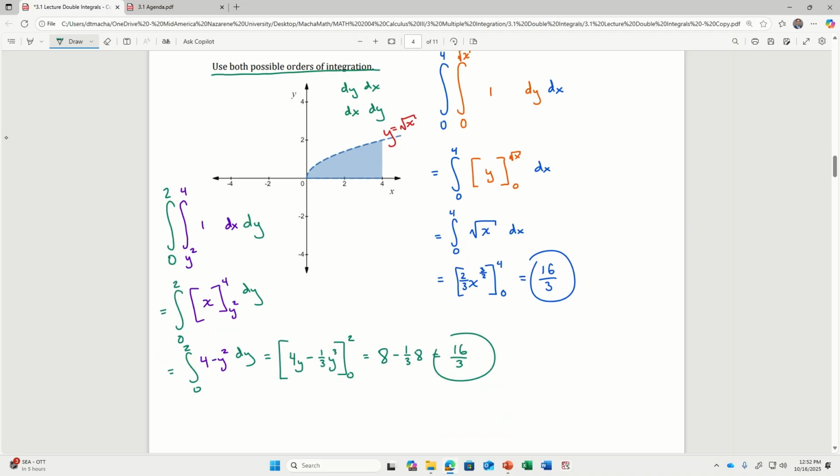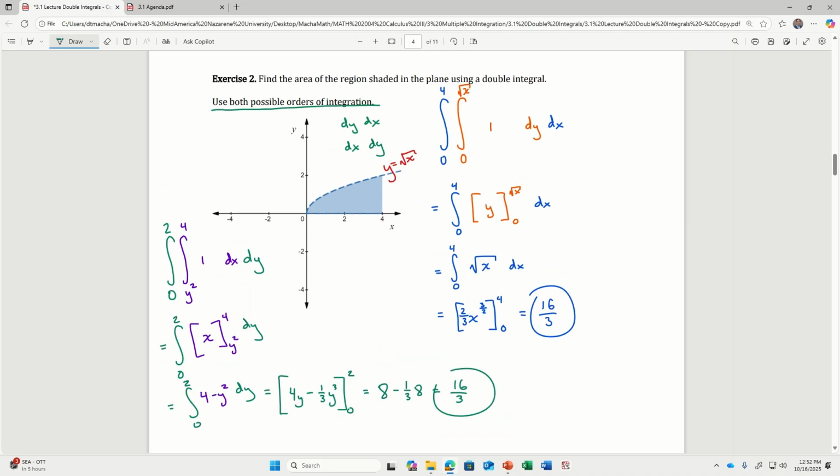You definitely don't have to do this, but you could think about doing this with any problem on your next test. Like, what's one way I could check my answer, make sure I got the right answer? I could do both orders of integration. I could do dy dx and dx dy. See if I get the same answer either way. Anyways. Any questions?